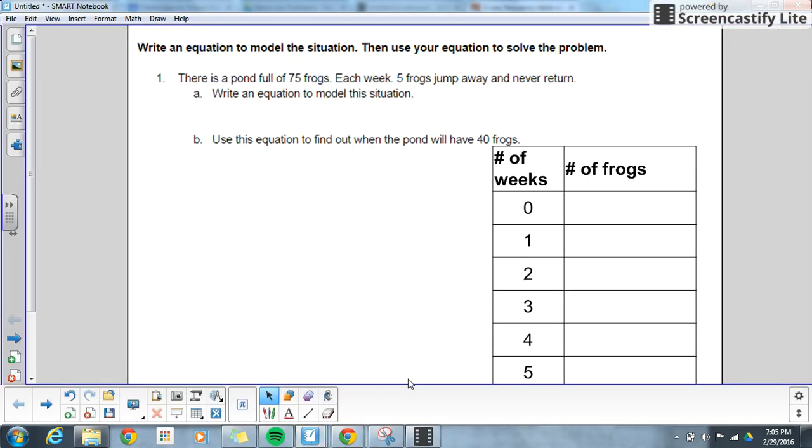All right, so let's take a look at the retro quiz. The retro quiz deals with some of the most important concepts of coordinate algebra. So let's take a look at the first problem.